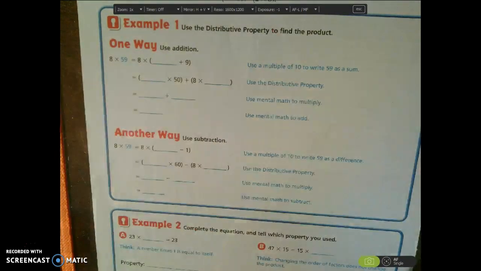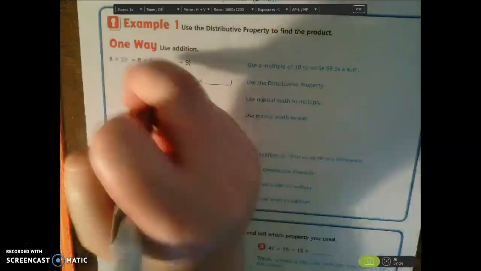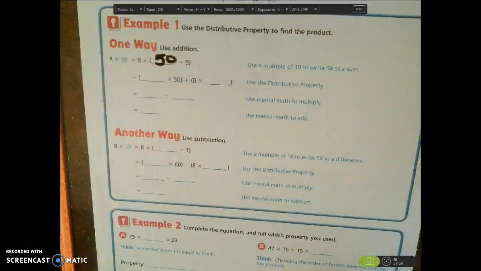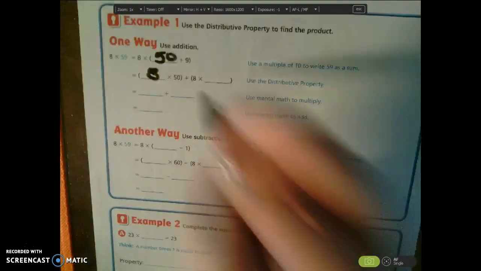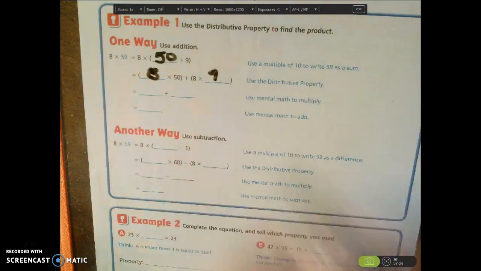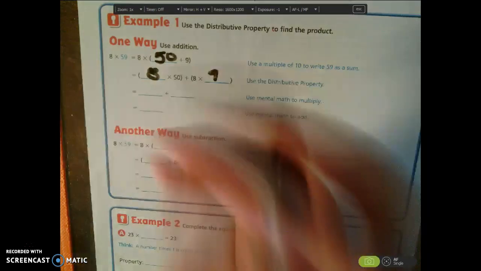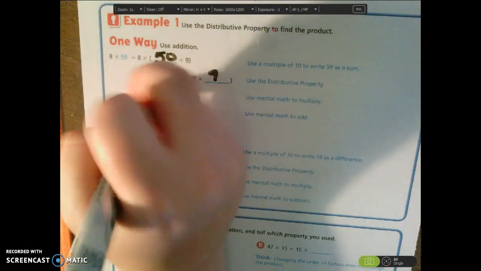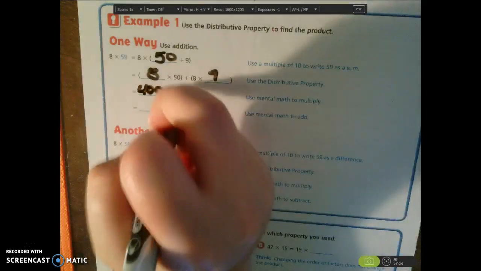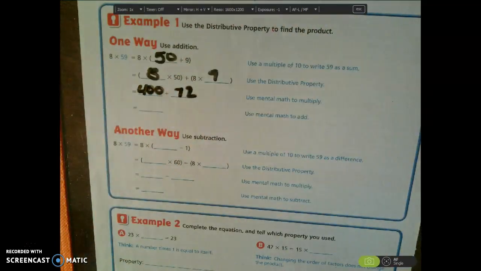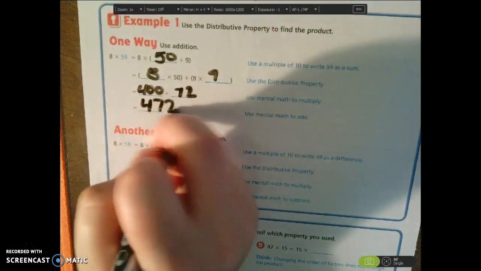So we're going to use the distributive property in order to find the product. Using addition, 8 times 59 equals the same thing as 8 times 50 plus 9. So then we have 8 times 50 and 8 times 9. Well, I know that if I do 8 times 5, that gives me 40. Then I add another 0. And 8 times 9 is 72. And 400 plus 72 is 472.